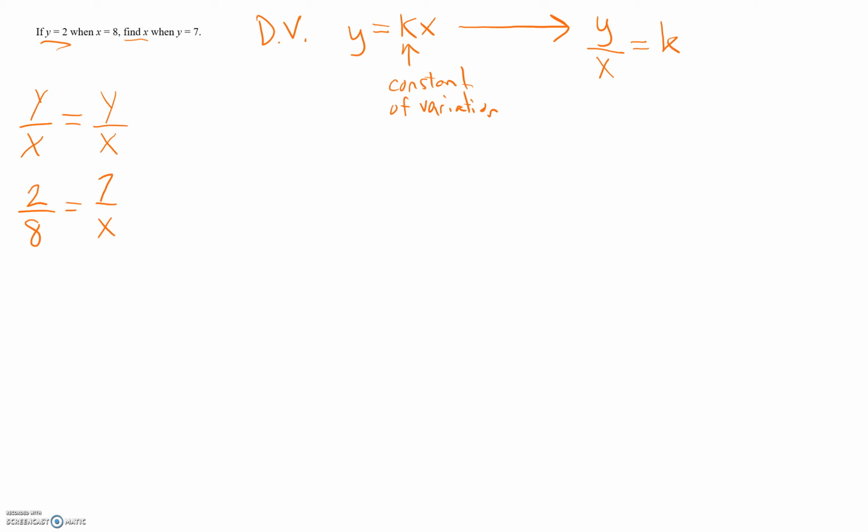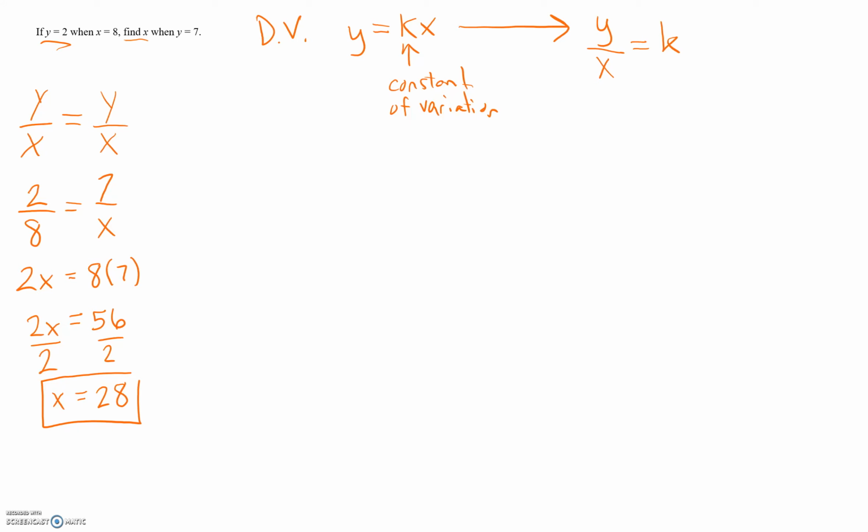If we do some cross product, which you're familiar with in geometry, 2x equals 8 times 7. And the cross product will give us 2x equals 56. When we divide that by 2, x equals 28. So we have found what x equals.